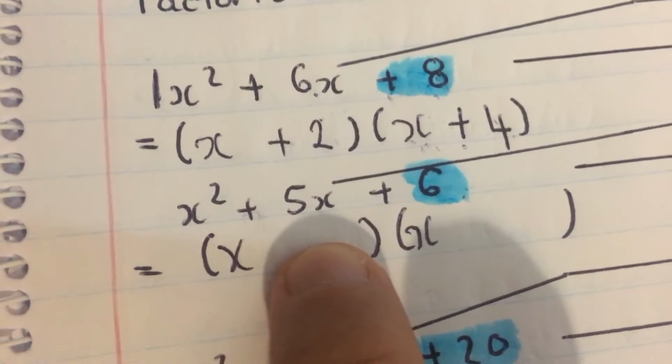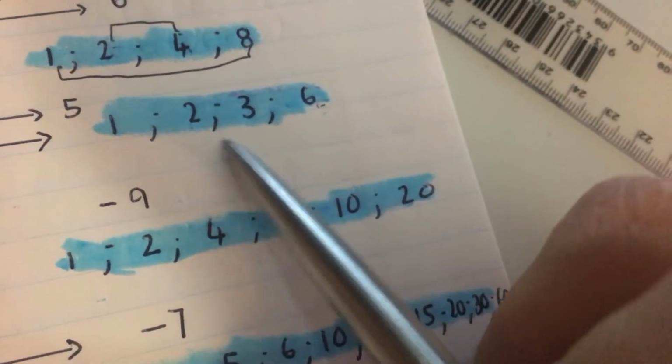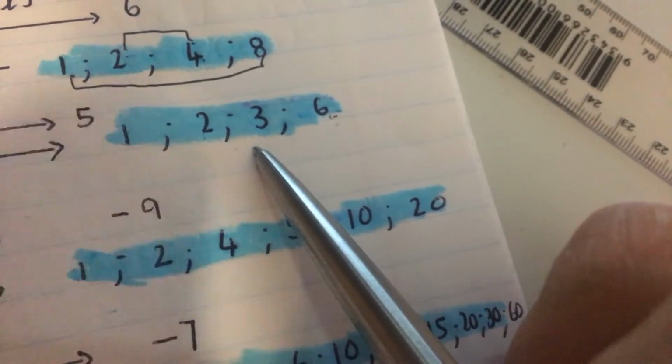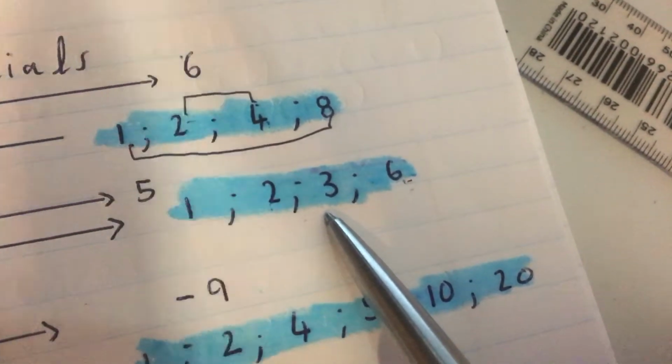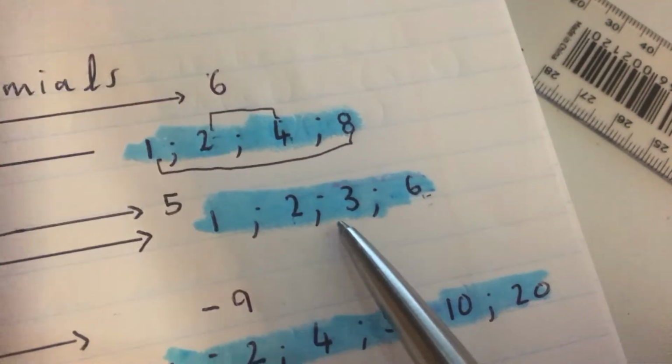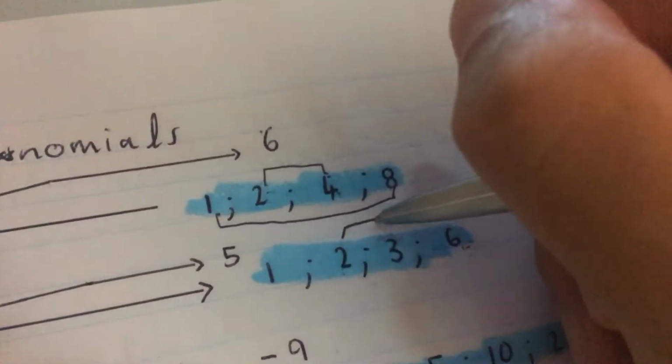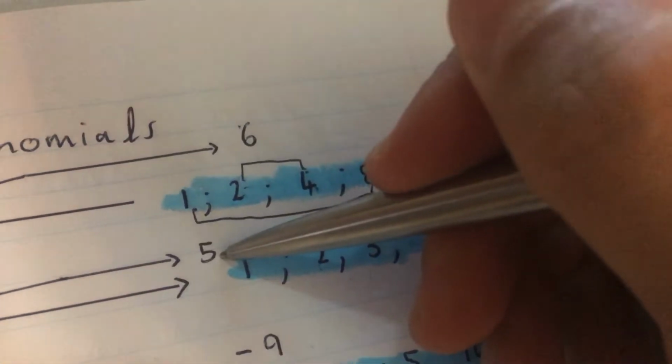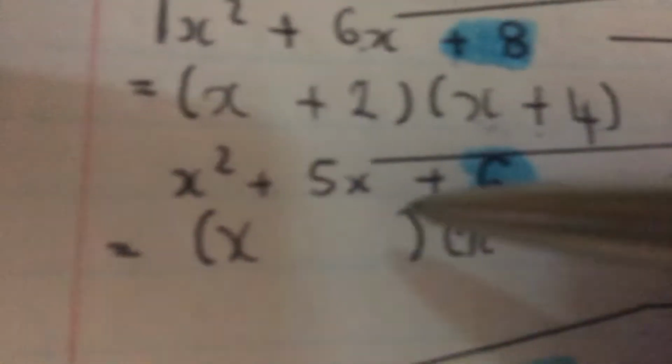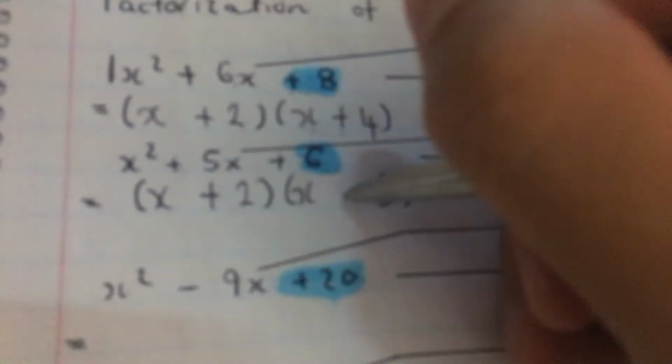But because the question is both positive and positive, I know that I'm just going to be adding my terms together. So when you have a positive and a positive in your trinomial, a plus and a plus for both of them, you know you're going to be adding. So 2 and 3. If I add 2 and 3 together, will it give me 5? Yes, it will. So let's put here 2 and 3.